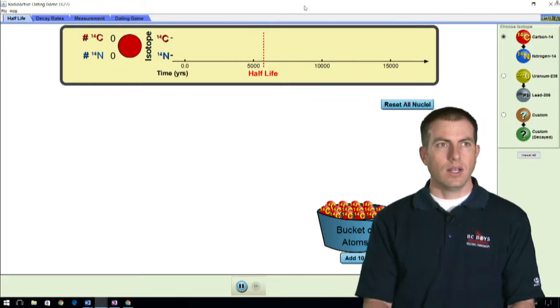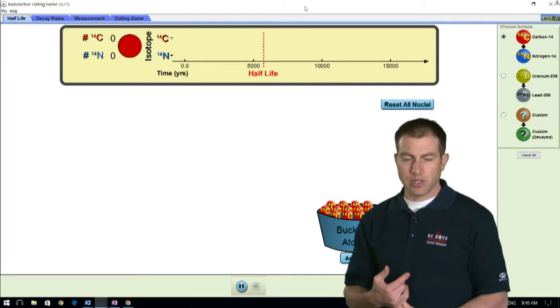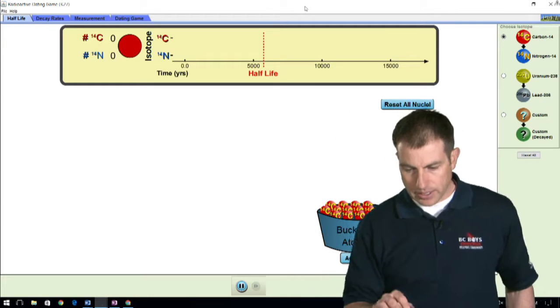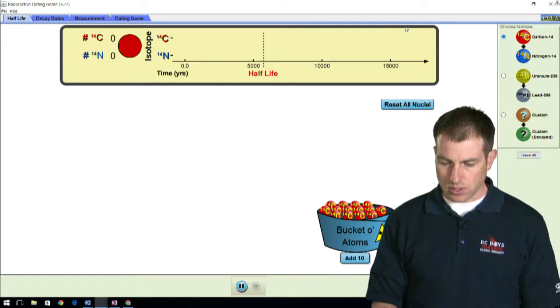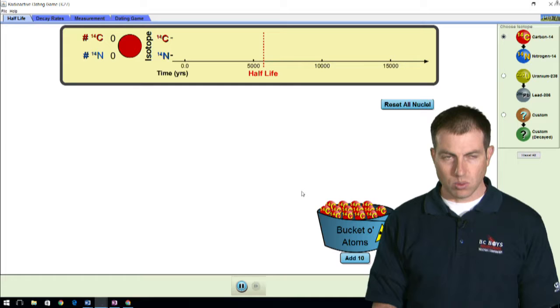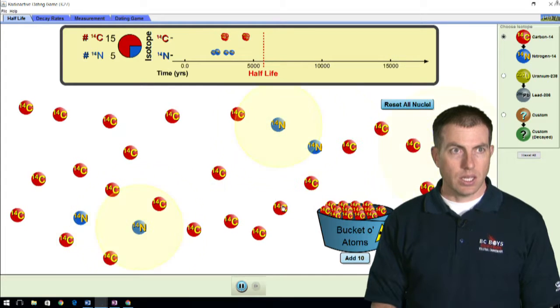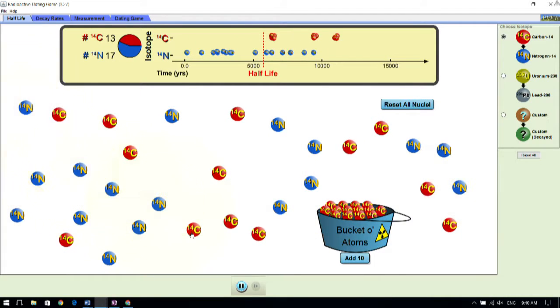There we go. All right, so what we can do here is pick different isotopes over above my head here. The first one we'll want to look at is the carbon breaking down into nitrogen. So what I'm going to do is click on the little bucket, and where it says add 10 down at the bottom, click on that a few times. Oops, I'm going to pause that. I'm going to reset it. All right, so I've added a few atoms of carbon-14.